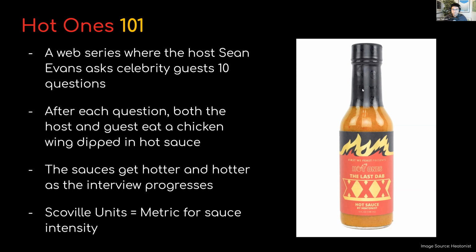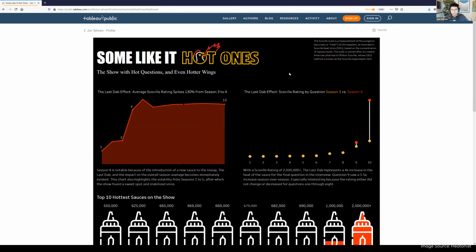So here's where the final dashboard landed, Some Like It Hot Ones. I wanted to try to go with a bold title out the gate and incorporate the show logo as well as the basis for the color scheme I would use throughout the dashboard. I started by collecting the data from Wikipedia into a spreadsheet and was able to collect every hot sauce that had made an appearance on the show, the Scoville unit rating, and certain attribute data like country of origin when possible. And after I spent a little bit of time with the data, I noticed that the introduction of a new sauce for season 4, The Last Dab, had a transformative impact on the show. And my goal was to build a cohesive narrative around that concept that I could feature with a dashboard.